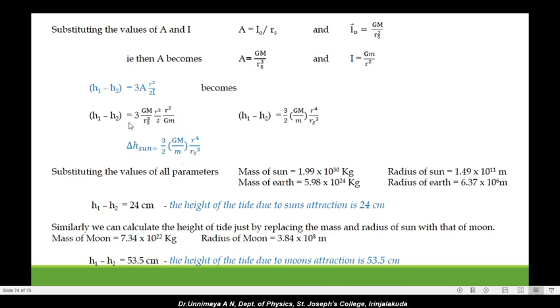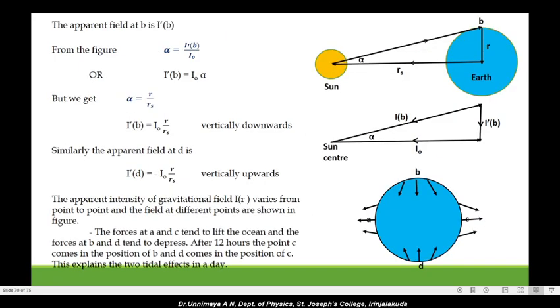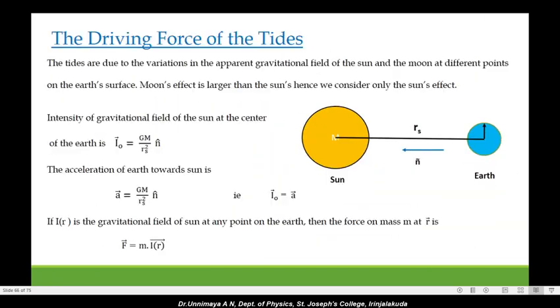Then delta H moon, that is H1 minus H2, will be equal to 53.5 centimeter. That is, the height of the tide due to moon's attraction is 53.5 centimeter. We have already mentioned in the definition of tide that tides are due to the variation in the apparent gravitational field of sun and moon at different points on earth. This is the important sentence. That is, moon's gravitational effect is larger than the sun's gravitational effect.